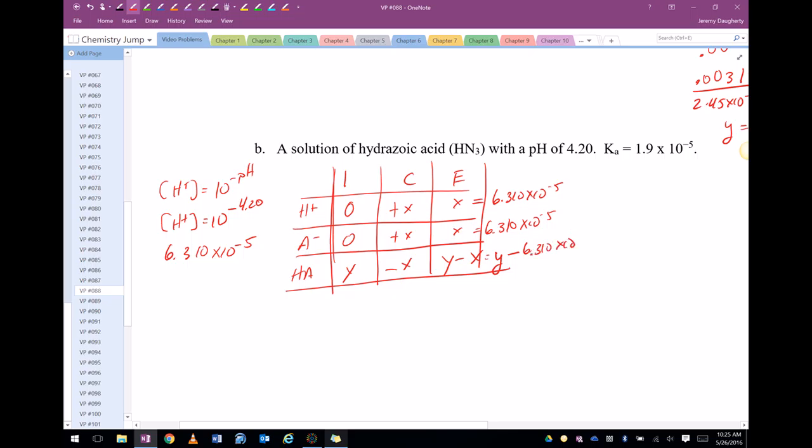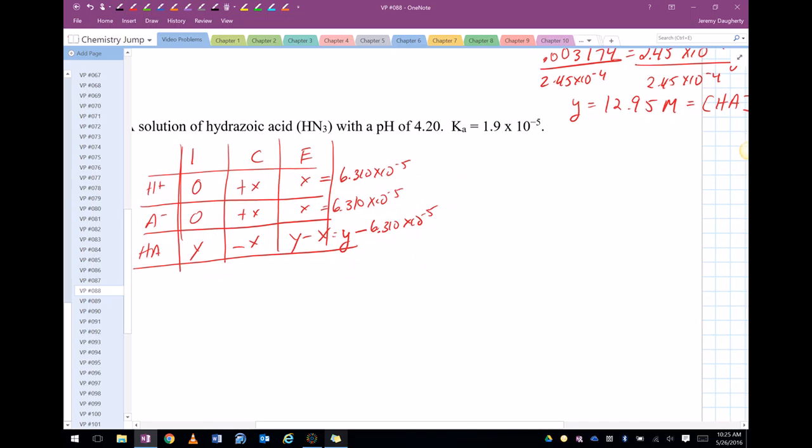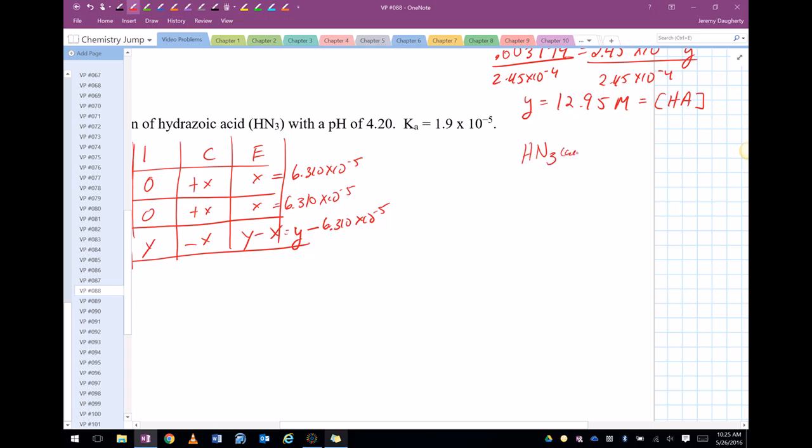Okay, so here we are. Hopefully you got at least this far. And then I can set up my Ka expression. See, that's HN3, hydrazoic acid, at equilibrium. This is the azide polyatomic ion. So come over here and plug it into my numbers.